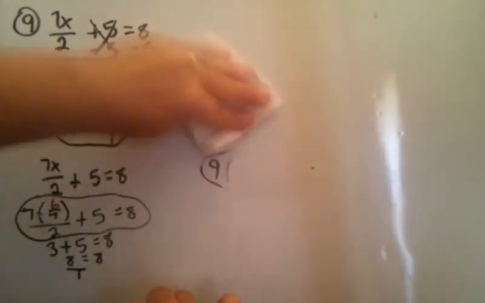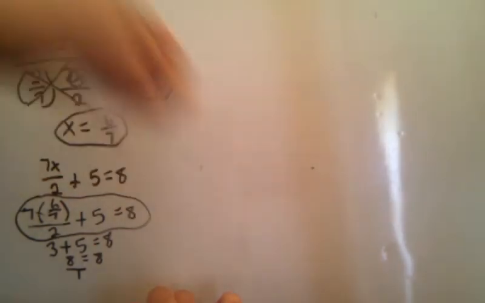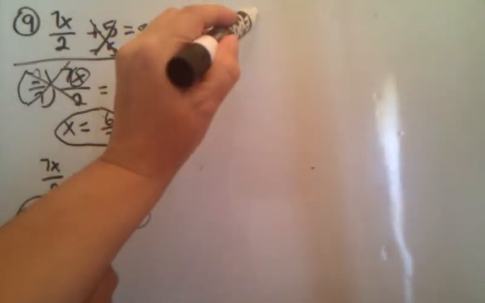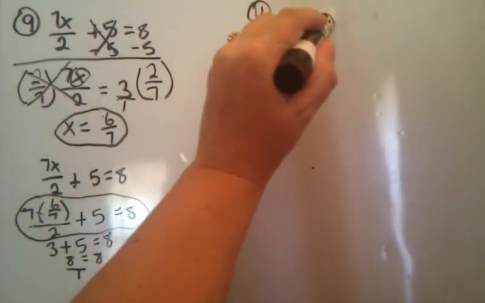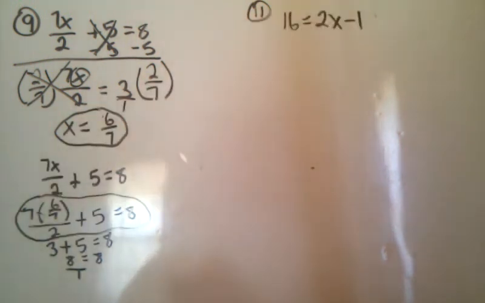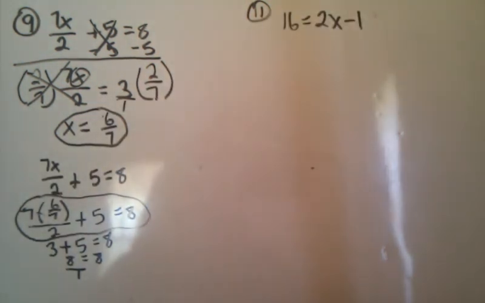Let's do another one. Look at number 11. Number 11 says 16 equals 2x minus 1. Okay, I want you to stop the tape and do number 11. Make sure you check it.